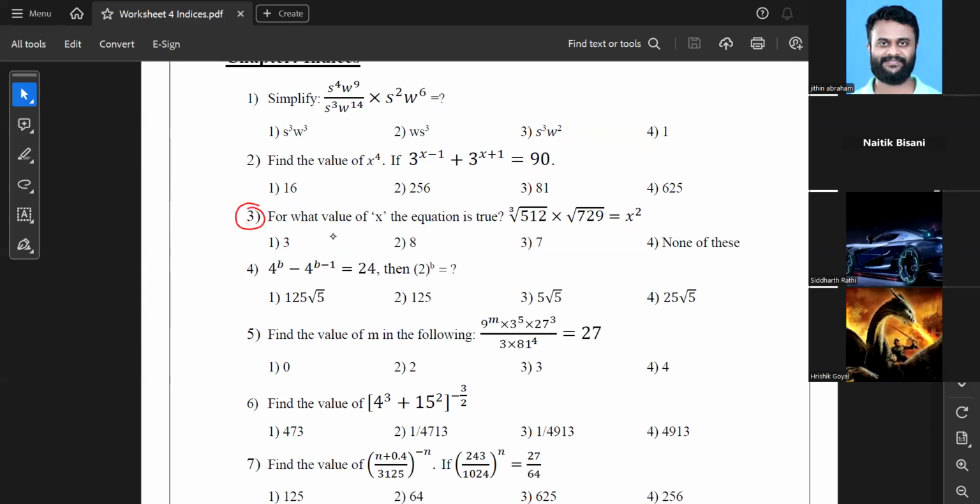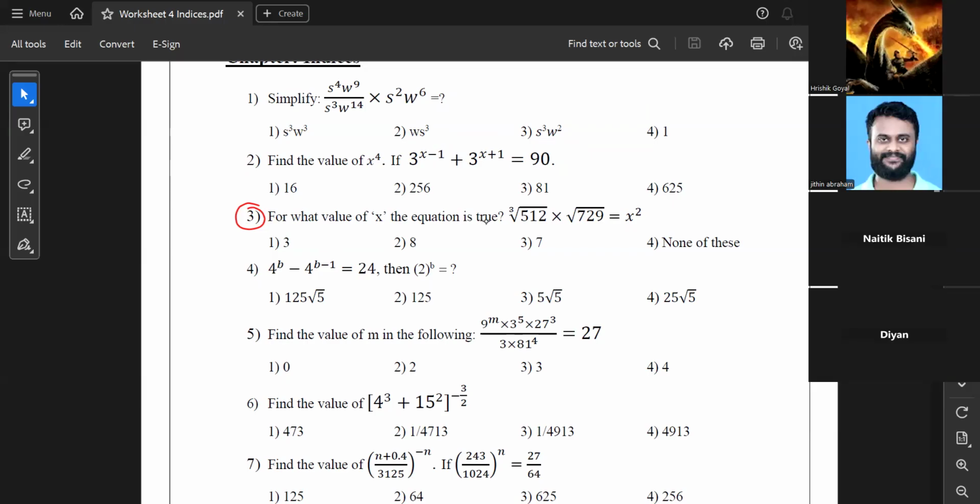Going to the third question: for what value of x is the equation true? That's the question. Let's see. First of all, let me decode this. This is 512. The cube root of 512 will be 2 cube. Sorry, the final answer is 2 cube.